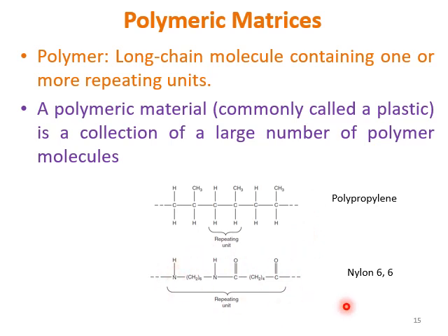Now this is the repeating unit of nylon 6,6, right? So this is propylene, this is propylene, and such several propylenes are joined together, and thereby it forms a polypropylene. So a polymer is nothing but a long chain molecule containing one or more repeating units of monomers joined together, right? And what is a polymeric material, which we commonly call a plastic? A polymeric material is a collection of a large number of polymer molecules, right?